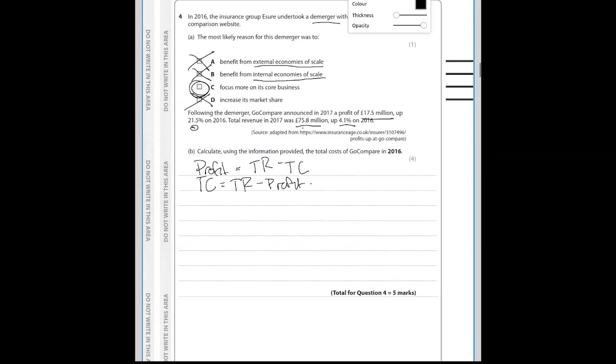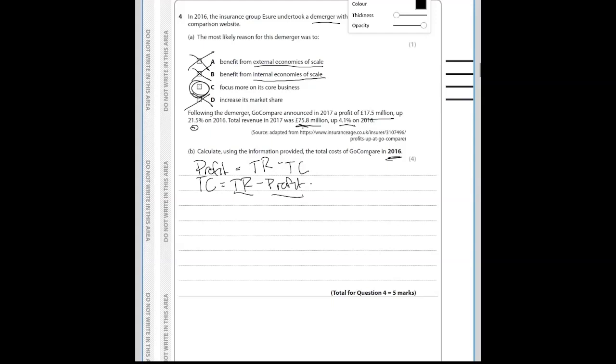What we can then do is look at calculating the profit here, which says 75. We're looking for 2016, right? This is the tricky bit: they've given us data for 2017, but we're trying to find total costs for 2016. So what we're going to try and do is find my total revenue and profit for 2016.